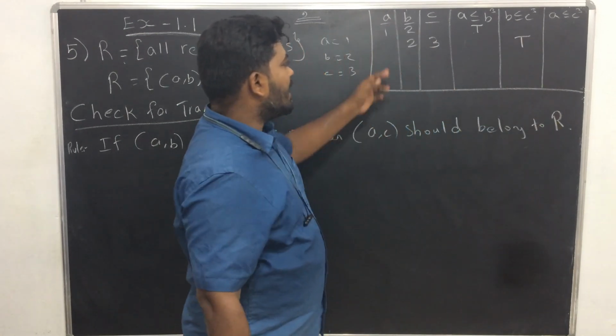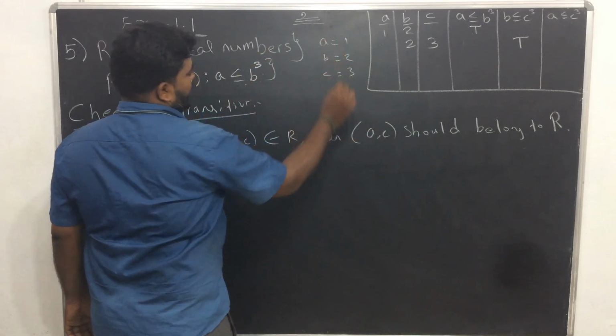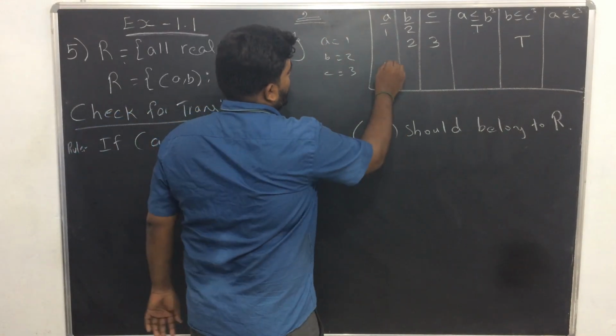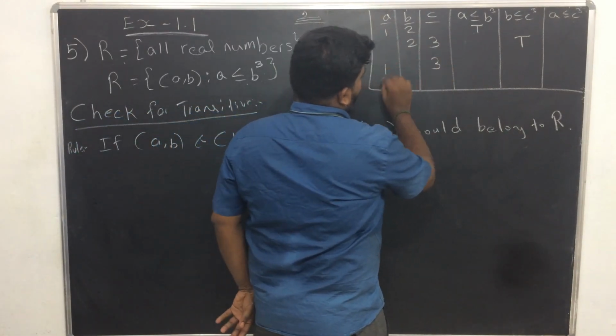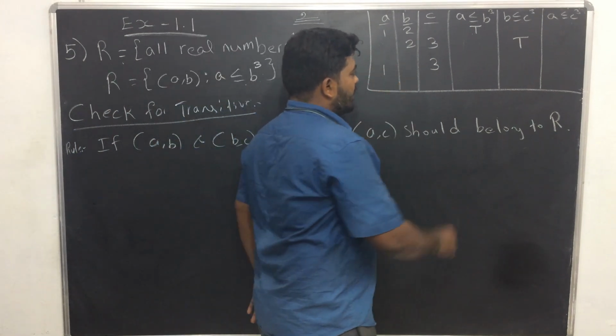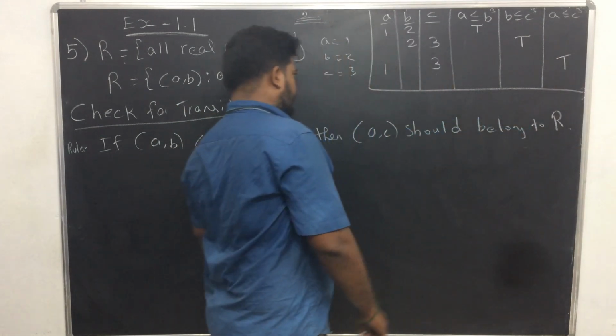Now we have found that A comma B and B comma C lie in the relation. Let's check for A comma C, that is 1 comma 3. Of course, 1 is less than or equal to 3 cube. 3 cube is 27, and 1 is less than 27. So even that is true.